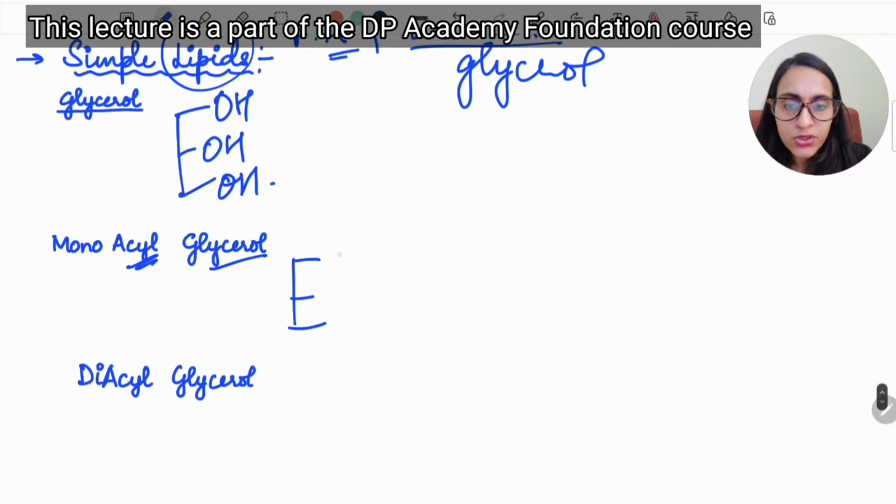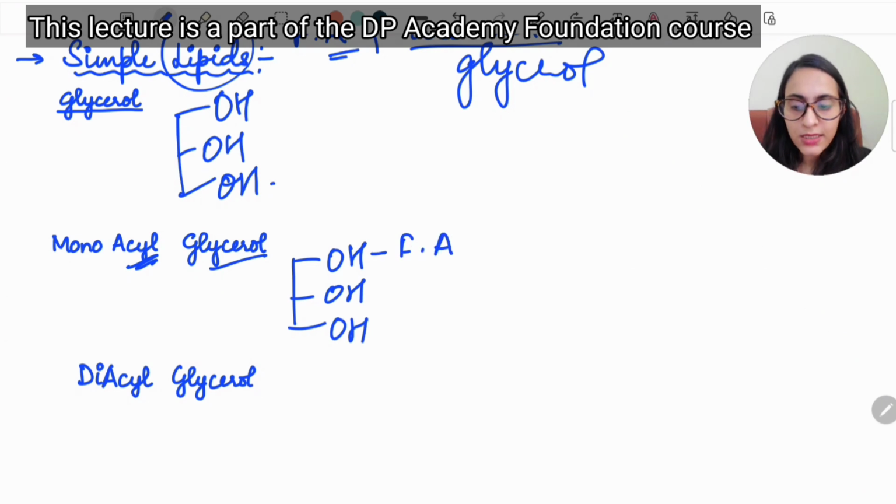So just draw a simple structure of glycerol, that is OH, OH and OH, and to one we add a fatty acid. So basically this is an ester bond that is formed between alcohol and the fatty acid, and this is known as monoacyl glycerol. Now as the name suggests, monoacyl means there is only one fatty acid and a glycerol. So an ester bond is present between a fatty acid.